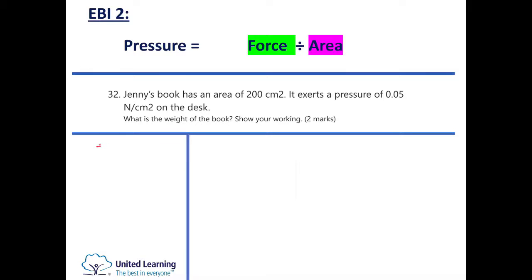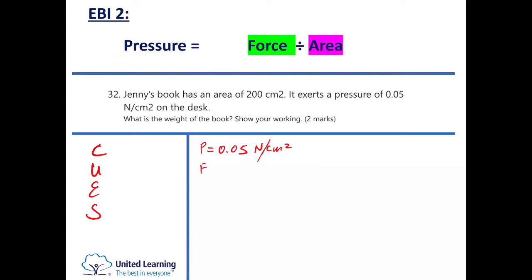Right, so again, I'm going to use the system cues to help me structure my working out. The first thing I'm going to do is collect the data. We know the pressure is 0.05 newtons per centimeter squared. It's important that you put that dash over there. Newtons per centimeter squared is not the same thing as newtons centimeter squared. Very different things. You'll find it out in future lessons.